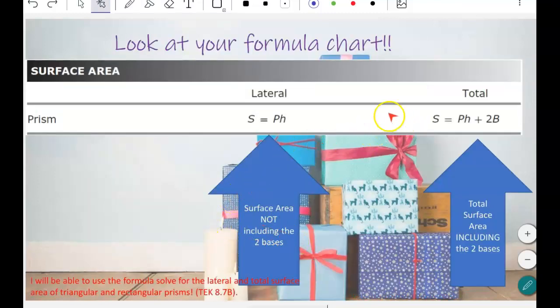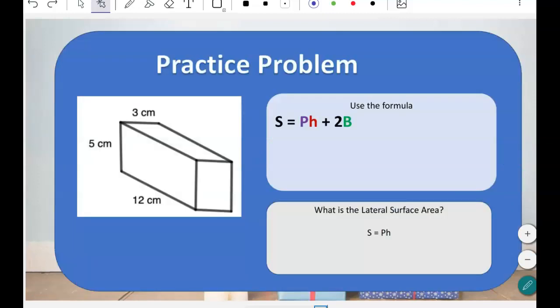All right, so we're going to try a couple real quick. And this is what it looks like on your star reference chart. You have the formula for lateral is just the perimeter of the base times the height. So you take off this part of it. Seems easy enough. So we're going to practice this problem and find the total surface area, and then we'll figure out what the lateral surface area is, which you'll know because you'll have this part of it.